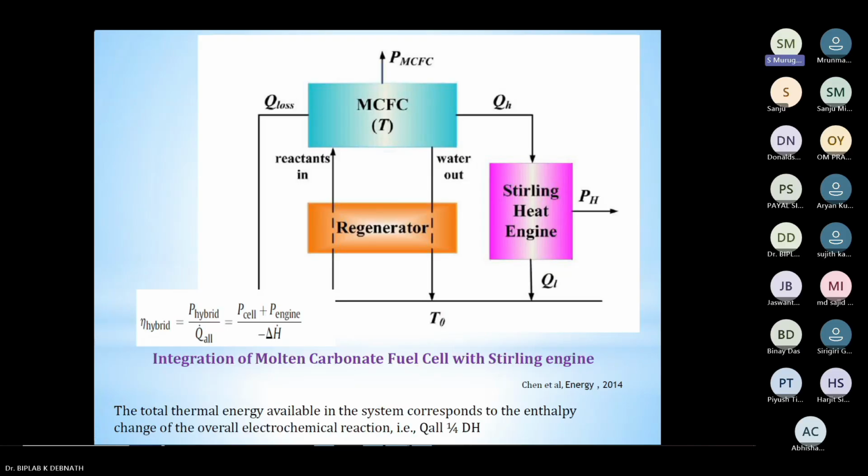So how can you connect it? Of course, whatever comes from the fuel cell. For example, if you take MCFC, from MCFC you get water, and of course that will carry heat. The heat available at the exit of the fuel cell will be given to operate a Stirling heat engine. Next, please.